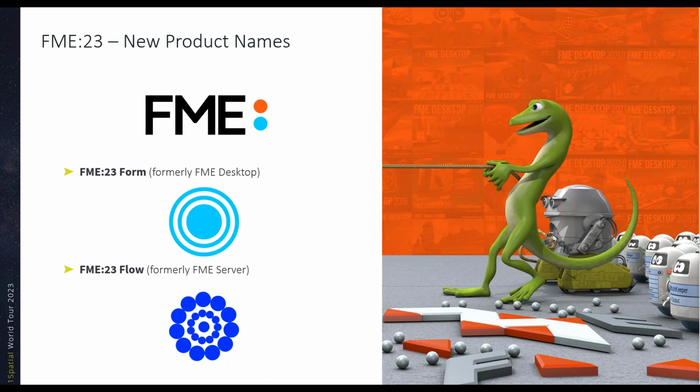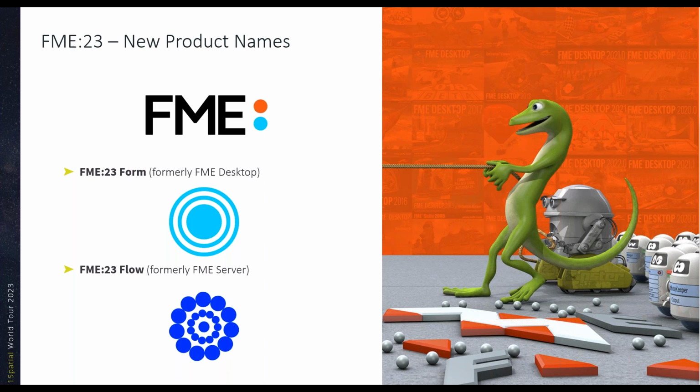So firstly, we can't ignore the rebrand. SAFE have new logos and new names for the products. FME Desktop is now known as Form. FME Server is now Flow. And there's some nice little logos to match those products now. Now, after many years, it's very tricky remembering to call the products this, but we'll try throughout this session to refer to them with their new names. But apologies if I do slip into the old names, though.